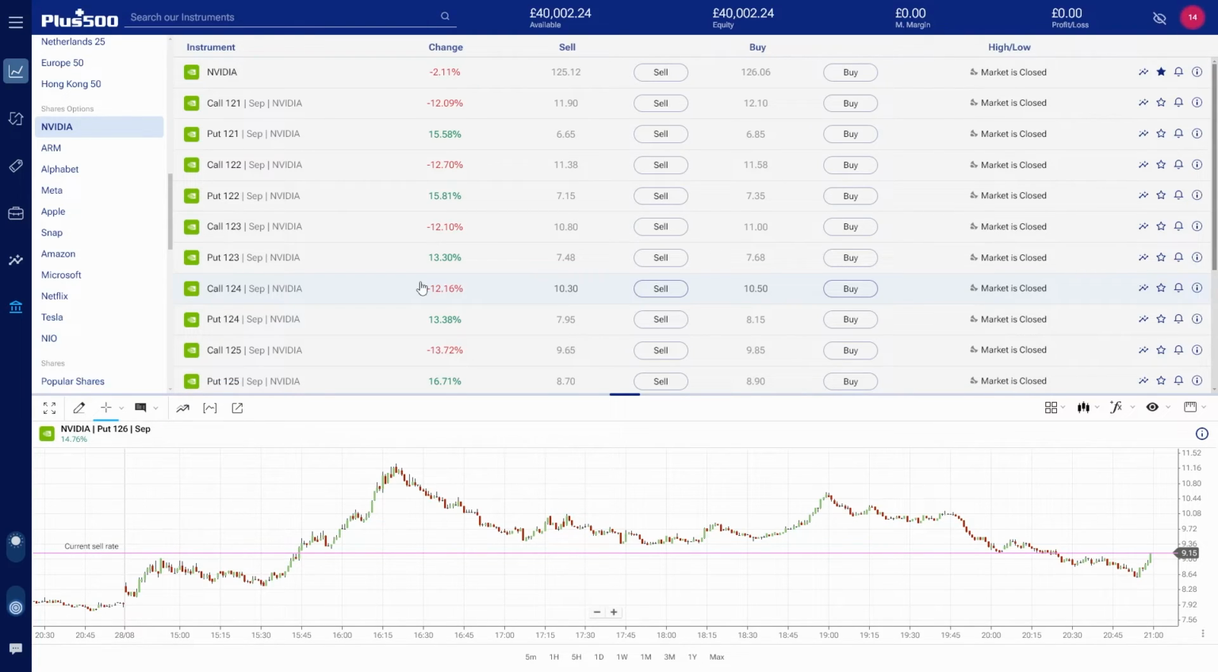This decrease aligns with the stock's downward movement, as call options typically lose value when the underlying asset price declines. So for example, if we think that something is going to decline, but unfortunately we bought a call option, that call option is going to lose value because the stock price fell.